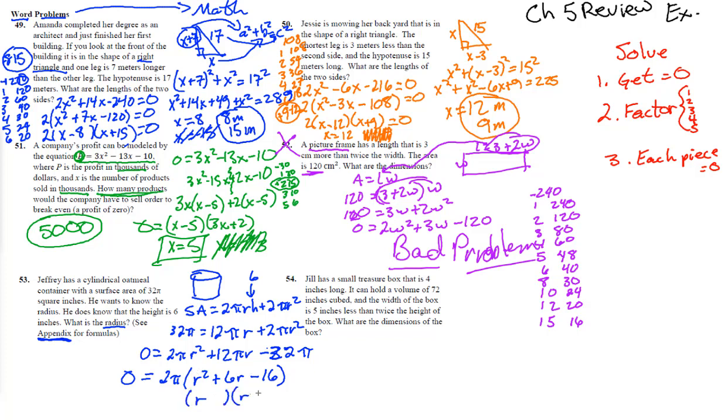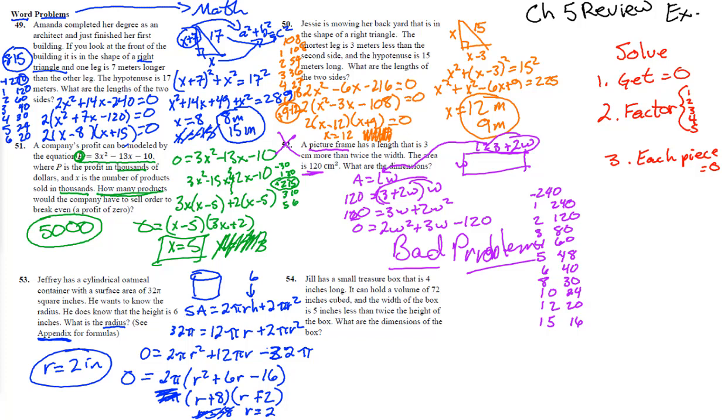r, what times is to negative 16 and adds to 6? That's a minus 8 and a plus 2. Nope, it's a plus 8 and a minus 2. I got those mixed up. So r would then equal a negative 8, and r would equal a positive 2. Those are our two options. Oh, and we could have 2 pi equals 0, and that doesn't happen. Look at that, it went away. Wasn't that nice? So the radius could equal a negative 8 or a 2. This one makes no sense. So the radius is 2 inches. And there we have it.